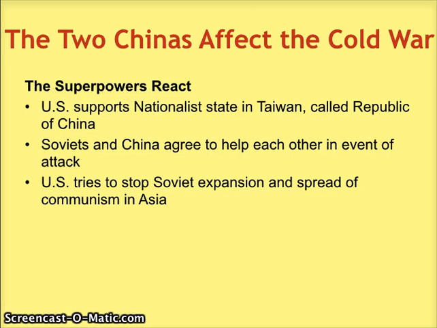Of course, when Mao ends up kicking out the nationalists, we do have a reaction from the rest of the world. The US supports the nationalist state of Taiwan, and they set up what we call the Republic of China. So the US is striving to make sure that Taiwan is a democratic country, whereas the Soviets are supporting China. They also have formed an alliance to agree that if any attacks happen, they will support each other. The US tries to stop the Soviet expansion and the spread of communism in Asia. Now, this is not always the most successful, as we will see.